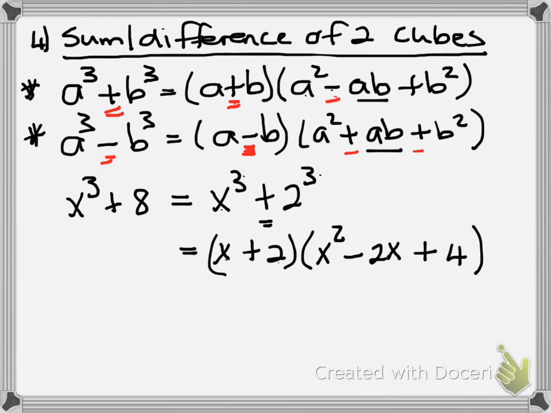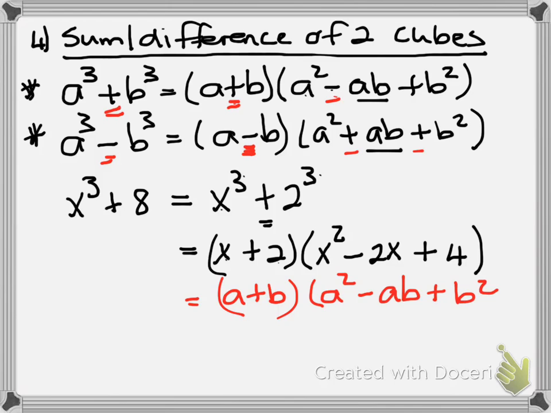Let's write this underneath there so that you guys can see. This is really a plus b, a squared minus ab plus b squared. So what I did, I replaced the a with an x and the b with a 2. And that's how we're going to apply the formula. Let's do one more. The last one I have there is a common difference between two cubes, 27x cubed minus 1.